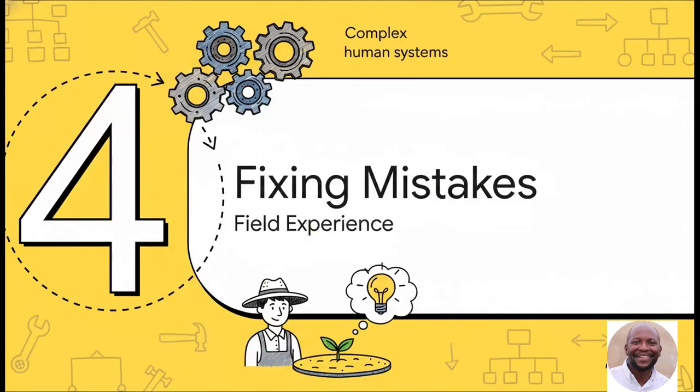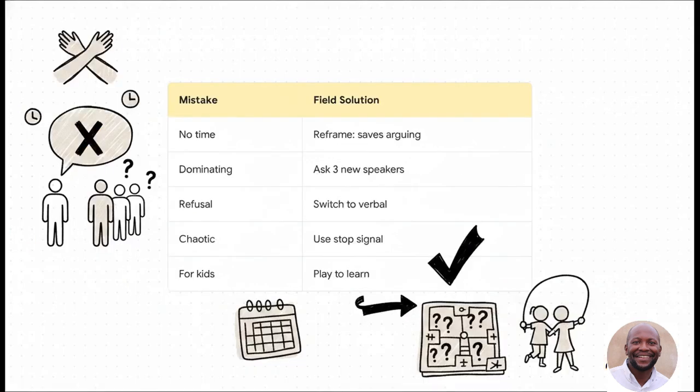All right, Section 4, fixing common mistakes. Because let's be real, things won't always go perfectly in the field. You're working with complex human systems, so you need to be ready to troubleshoot. Mistake number 1, farmers cross their arms and say, look, we don't have time for games, we're here to learn farming. Your solution? Calmly reframe it. Say something like, a 5-minute game right now saves us 30 minutes of arguing later. This is how we learn to agree faster.